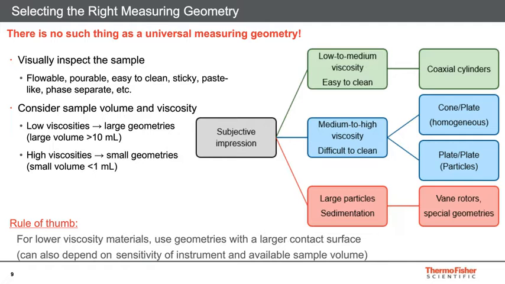But as you go up in viscosity, you can transition to cone and plate or parallel plate, and at the higher viscosities, it's most likely going to be a parallel plate setup. So rule of thumb: low viscosities, concentric cylinders; medium to high, cone and plate or parallel plate. Okay.